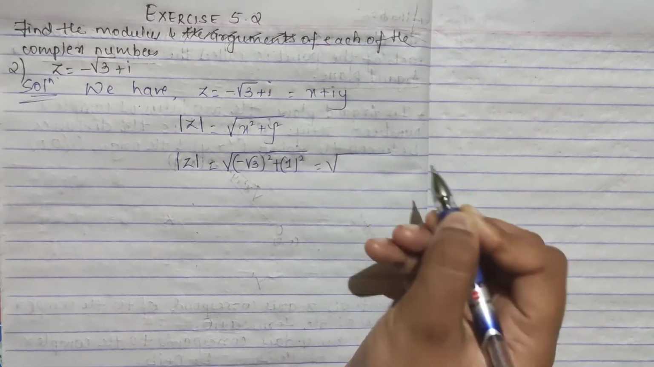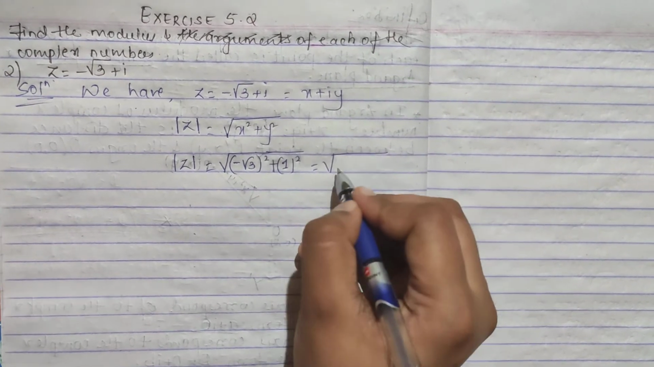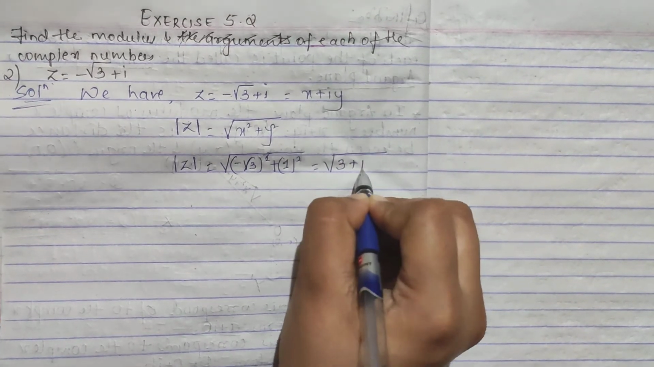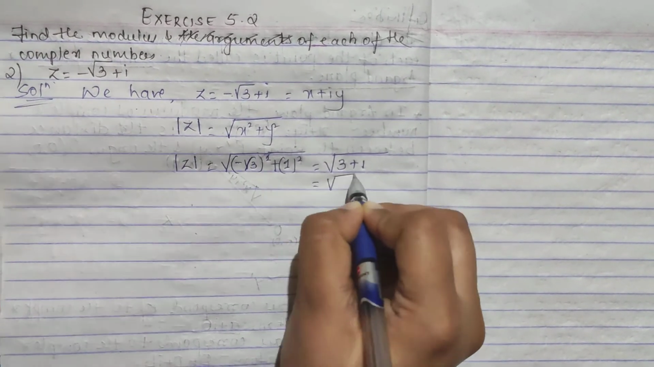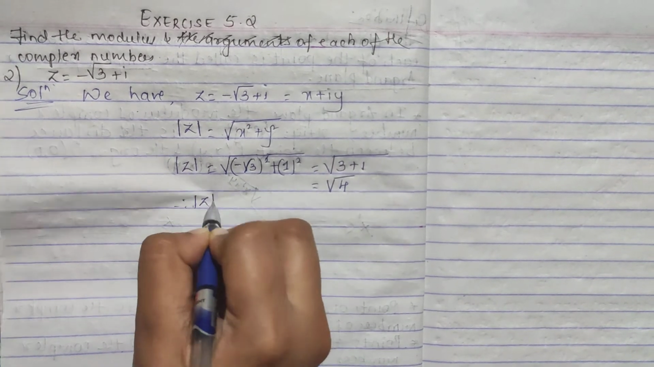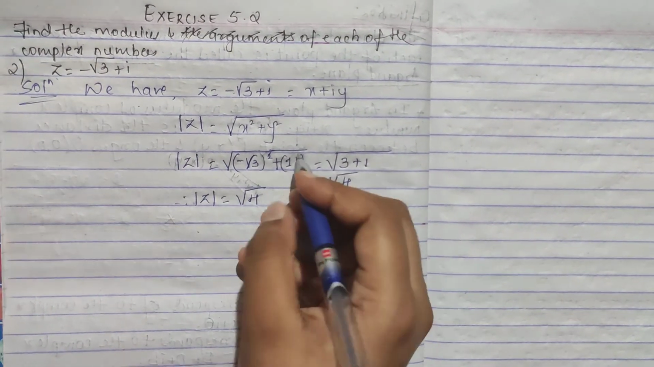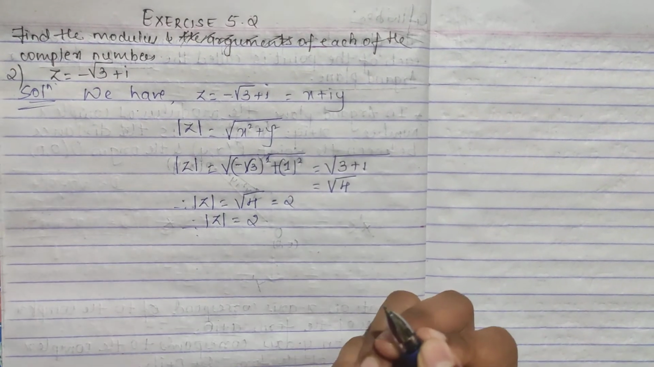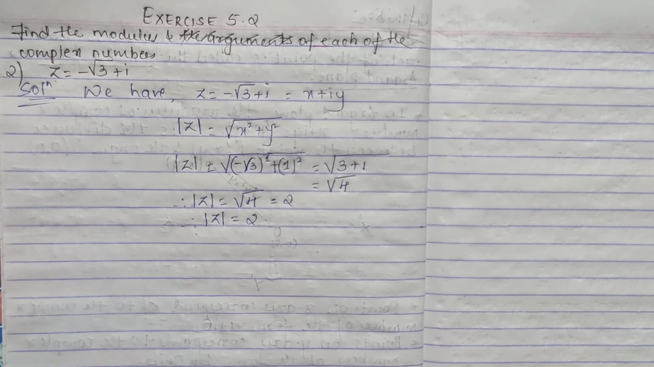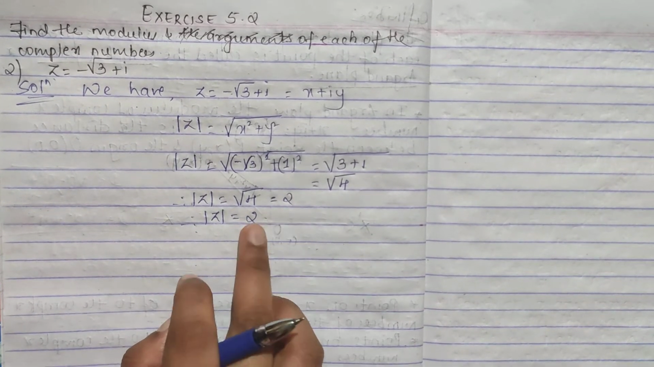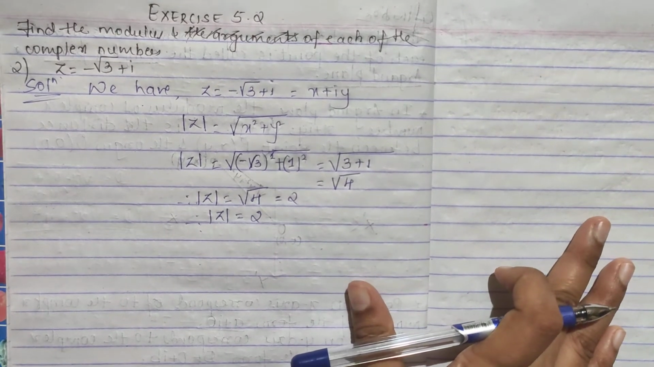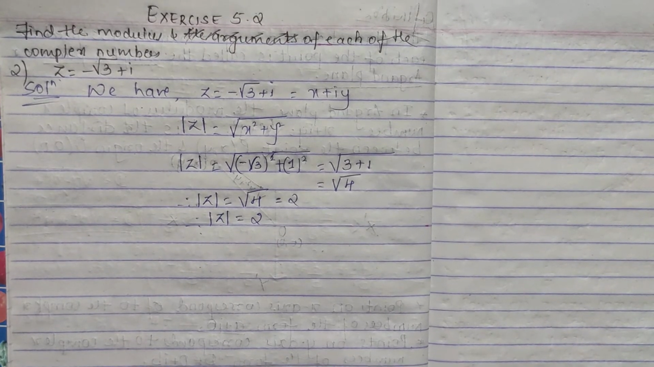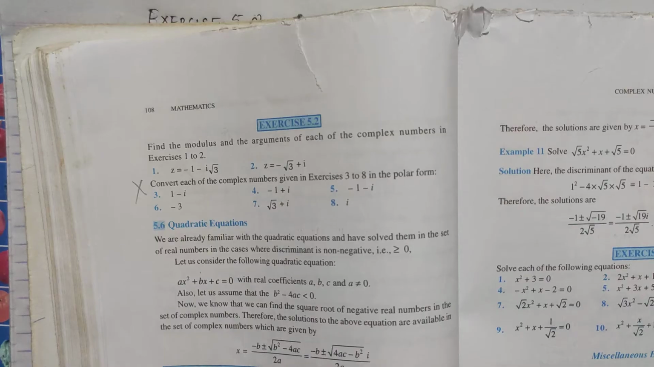Minus squared is positive, root 3 square gets cancelled, so it is 3 plus 1 square is 1, 3 plus 1 is root 4. So the modulus is root 4, and the square root of 4 is 2. So the modulus of z, minus root 3 plus i, is 2. Understood how to solve? It is a 1 mark question, so you can do it easily. Take the first one as your homework.